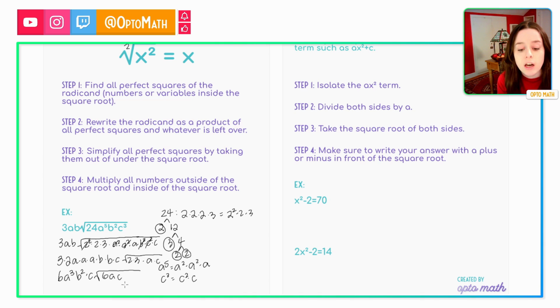And that's our final simplified radical. You will not have to actually deal with the variables for right now, but that's just a reminder of how to work with that. You'll just have to do the numbers. So be comfortable with using factor trees and finding the perfect squares in numbers.